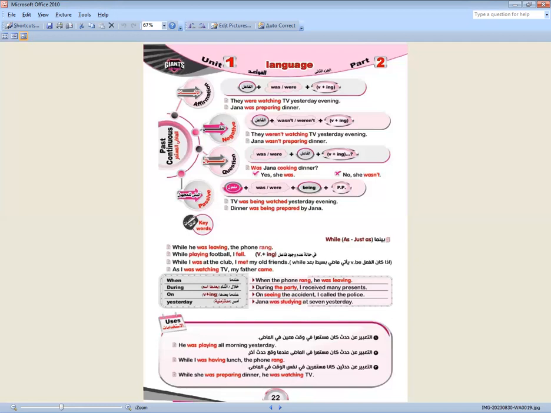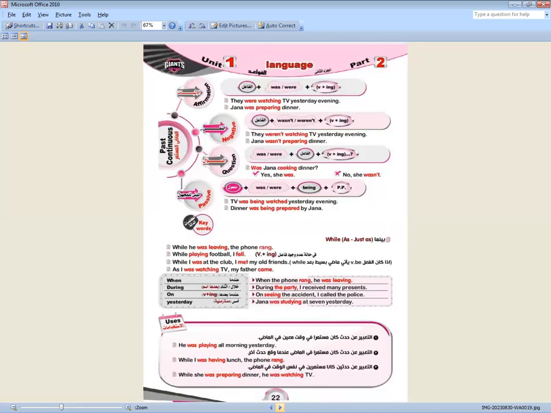He was playing all morning yesterday. Number two, we use the past continuous to express two actions. One was continuous in the past and another one interrupted. While I was having lunch, the phone rang. Also, we can use it to express two actions happening at the same time in the past and no one interrupts or stops the other. Like, while she was preparing dinner, he was watching TV.